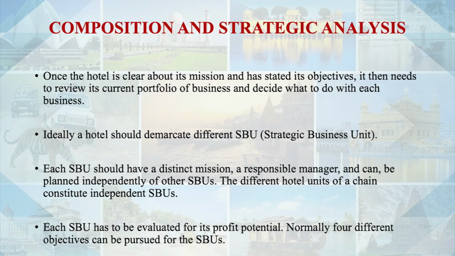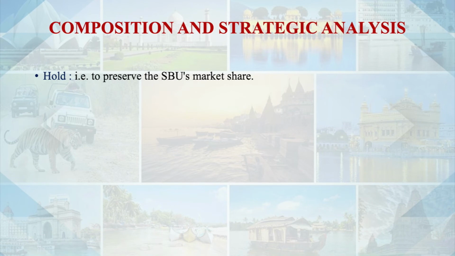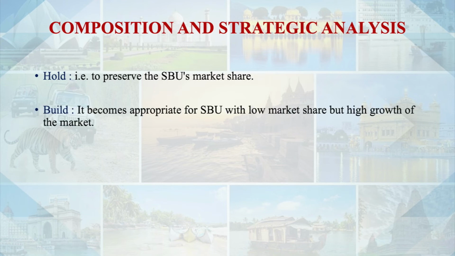Normally, four different objectives can be pursued for the strategic business unit. So we'll be talking now about the different targets, different missions that are usually followed by the SBUs. The first is the hold. Basically, in that, the aim is to pursue the SBU's market share. So usually the SBUs used to retain or preserve their market share during the hold strategy.